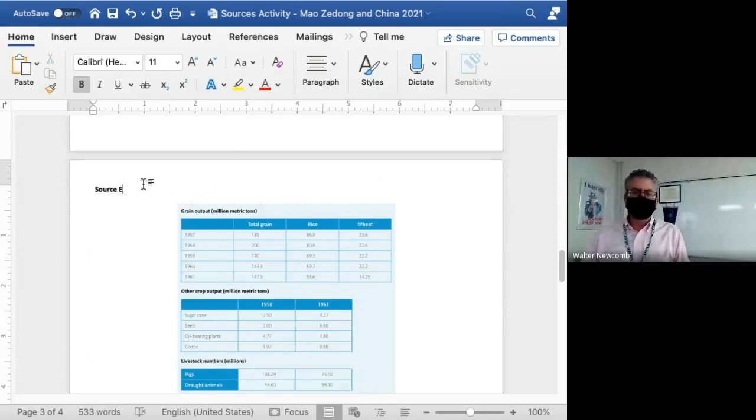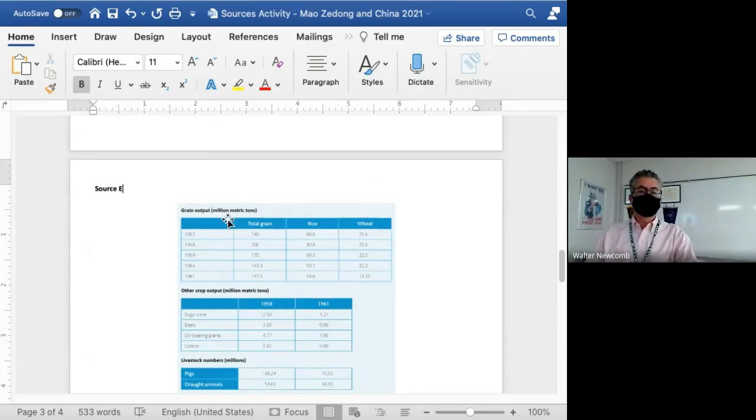Not that it's a real big shock. Sometimes governments might massage numbers. And it doesn't necessarily have to always be a communist country to massage numbers.